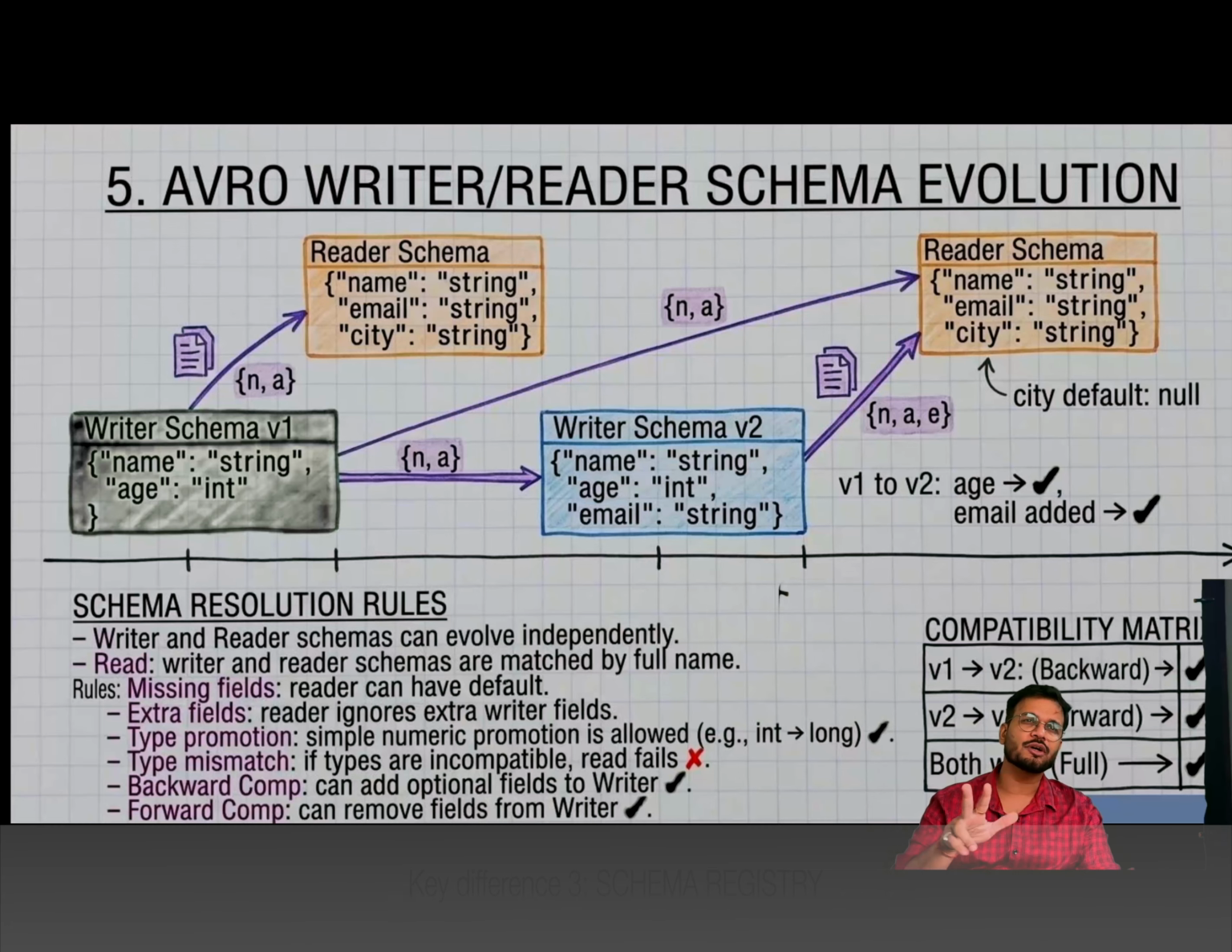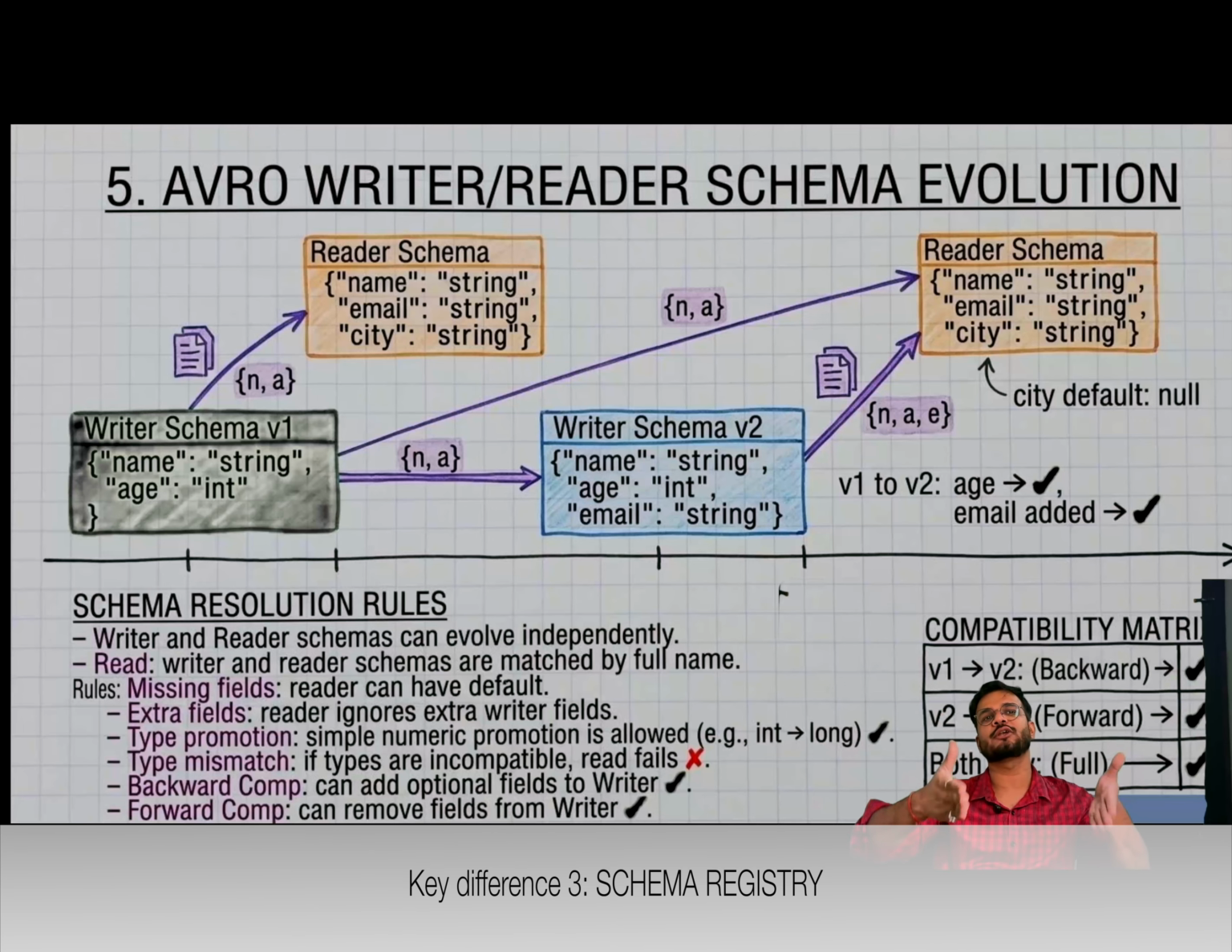The third difference from Protobuf is schema registry. Avro is designed to work with schema registry. You need to register all the schema versions. Every message, if you see here, has a schema version. Here it is V1, here it is V2, and not the full schema. It is just the version number that is mentioned.